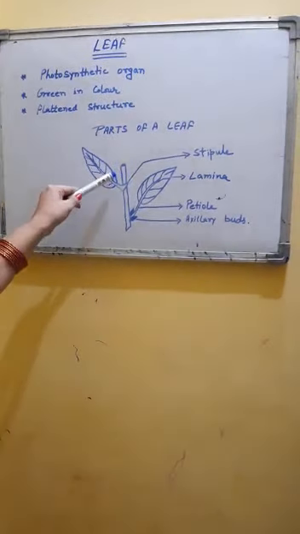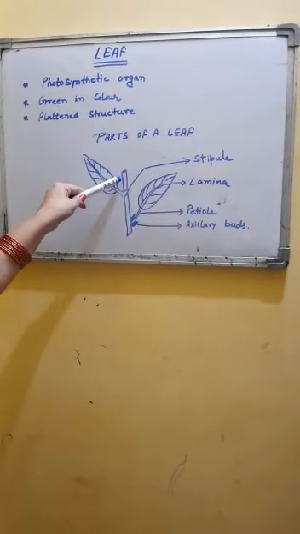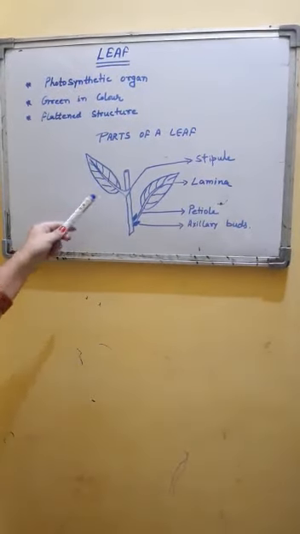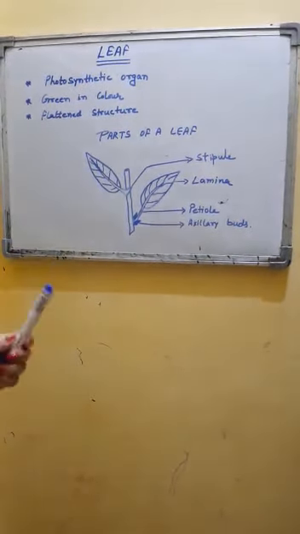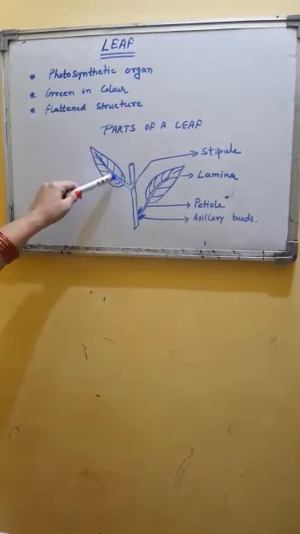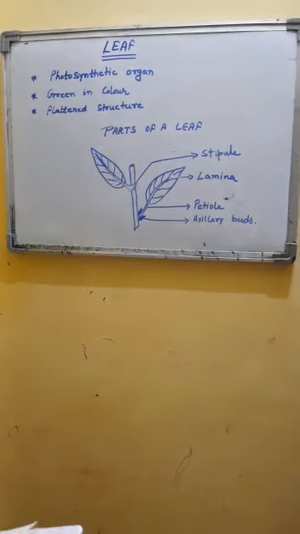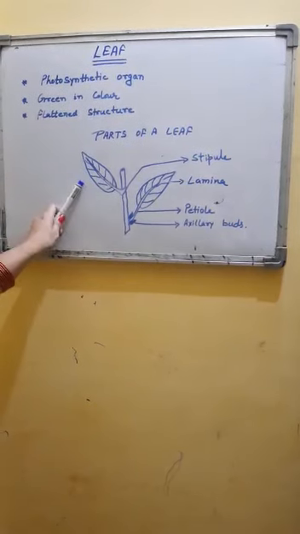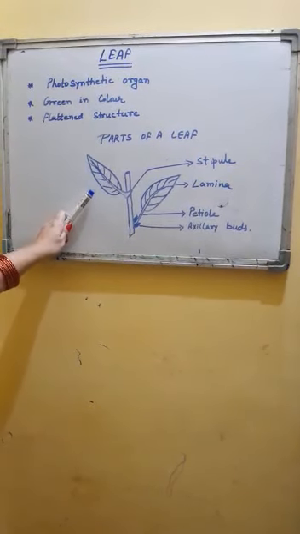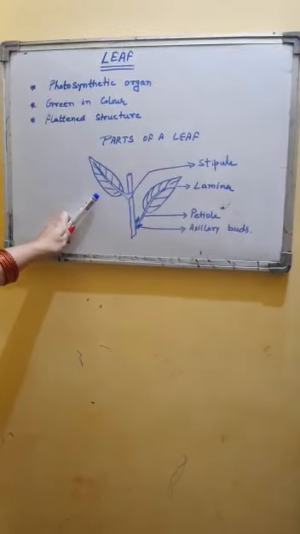The third and most important part of leaf is this lamina. The lamina, which is also called leaf blade, is the main extended stretched part of the leaf, having veins and veinlets. You can see over here, these are veins and veinlets. Veins provide strength, keep the leaf stretched and serve as transport channel for conduction of water, mineral and food.